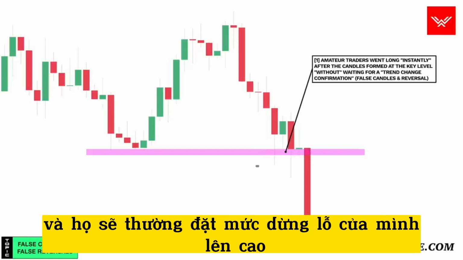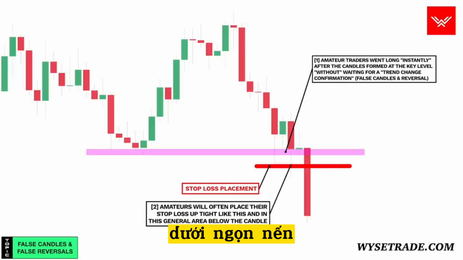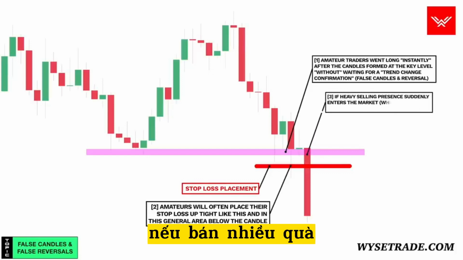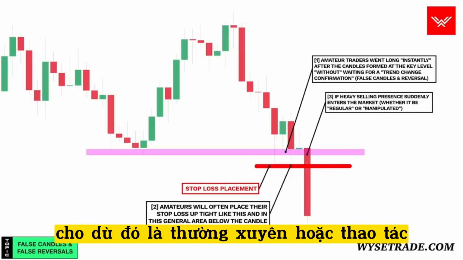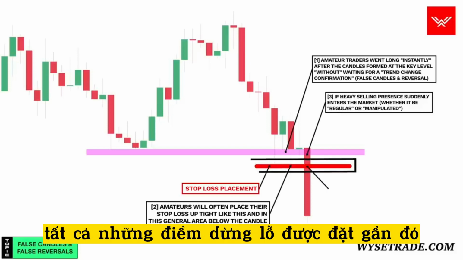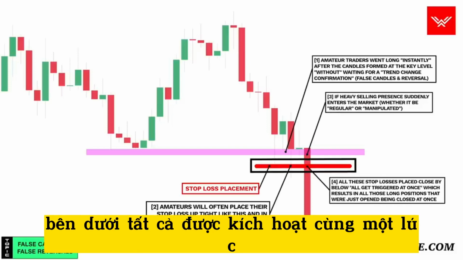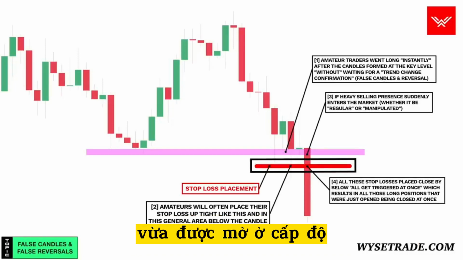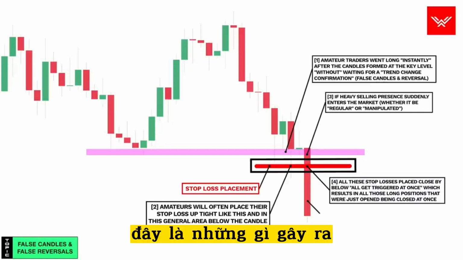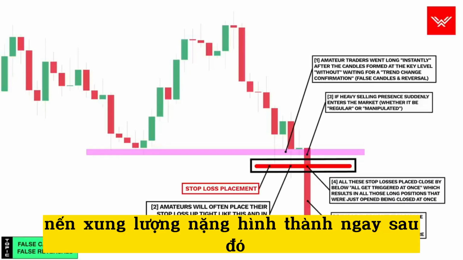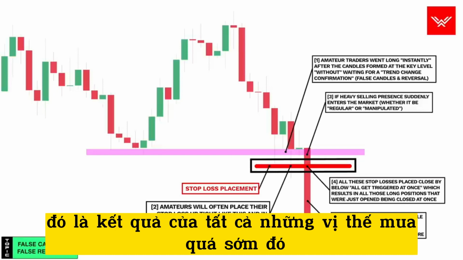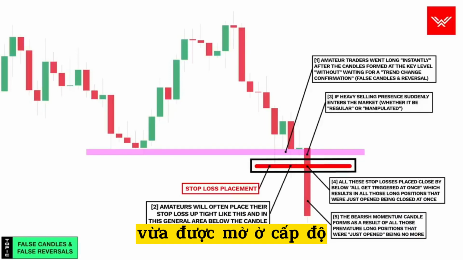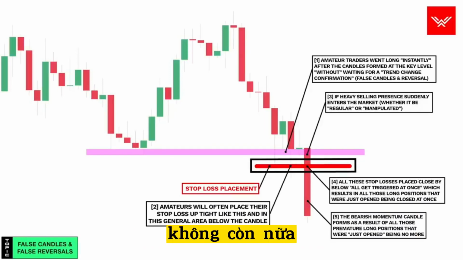And they will often place their stop losses up tight and in this area here below the candle. If heavy selling presence then enters the market, whether it be regular or manipulated, all those stop losses placed close by below all get triggered at once, which results in all those long positions that were just opened at the level being closed all at once. This is what causes the heavy momentum candle to form right after, which is a result of all those premature long positions that were just opened at the level being no more.